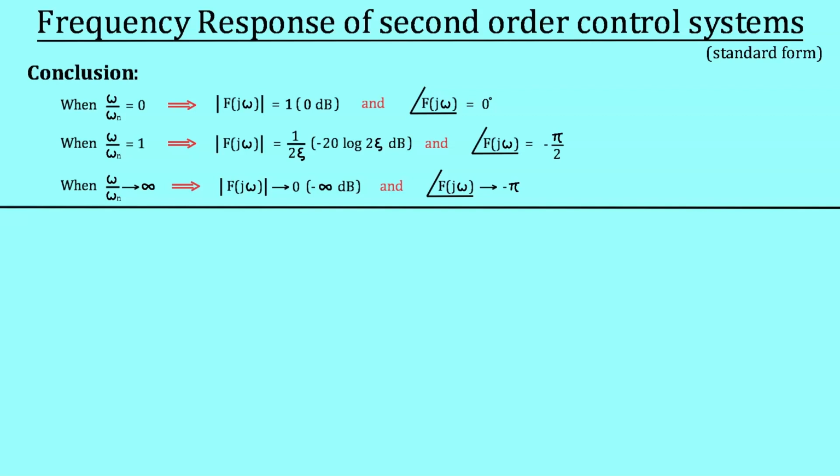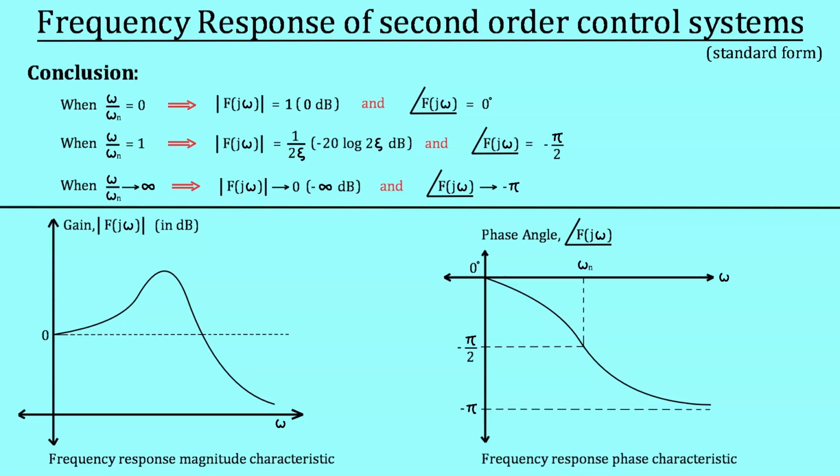Now, after considering these three cases, we should be able to plot a rough graph of magnitude and phase of the transfer function at different frequencies. The graph will look like this. These graphs are also referred to as frequency response magnitude characteristic graph and frequency response phase characteristic graph.